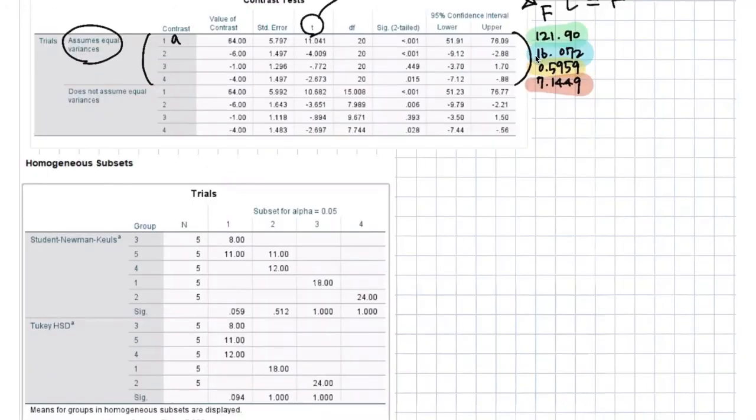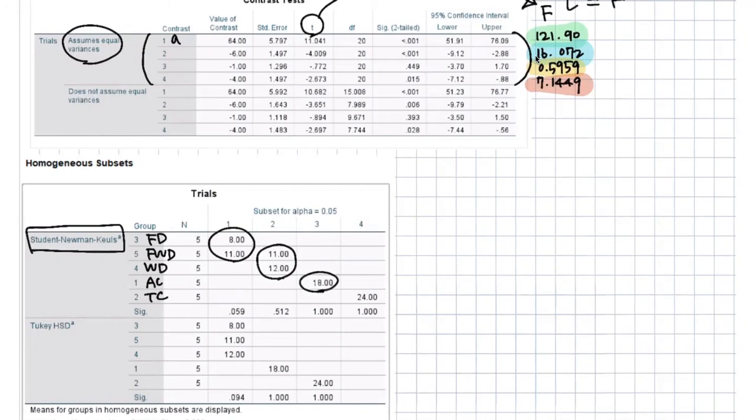And just for your information, this is the post hoc test. With SNK, we can see that the food deprived, food and water deprived group are the same group, and food and water deprived and water deprived group are grouped as the same group, and the AC group is by itself and the TC group is by itself. Tukey HSD grouped the treatment groups as the same group, and the AC group and TC group are separate.